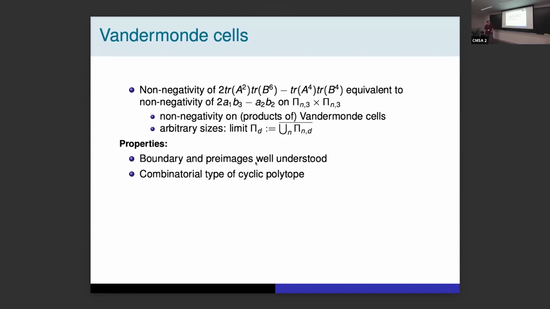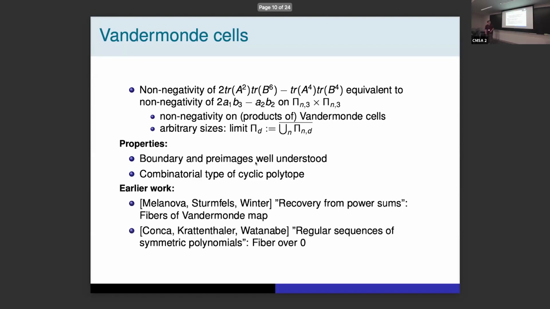Then there are nice properties. So the boundaries and preimages are well understood. There's an explicit description of the preimages of the boundaries going back to 59 by Ursell. And also another thing that's really interesting about them is that they have the combinatorial type of cyclic polytopes. So this results from last year.